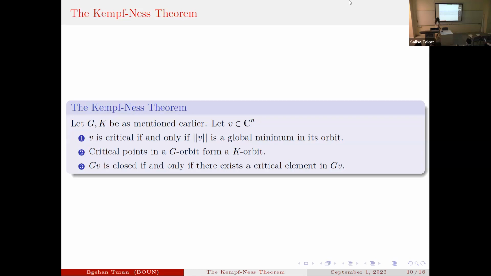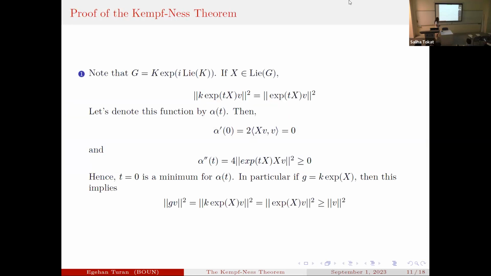The third statement states that the orbit of v is closed if and only if there exists a critical element on this orbit. Okay. Let's move on to the proof of the theorem. By the polar decomposition theorem, I know that I can write G as the following, K times exponential of i Lie K. And this i Lie K actually resides in the Lie algebra of G. So I can just look at the Lie algebra of G.